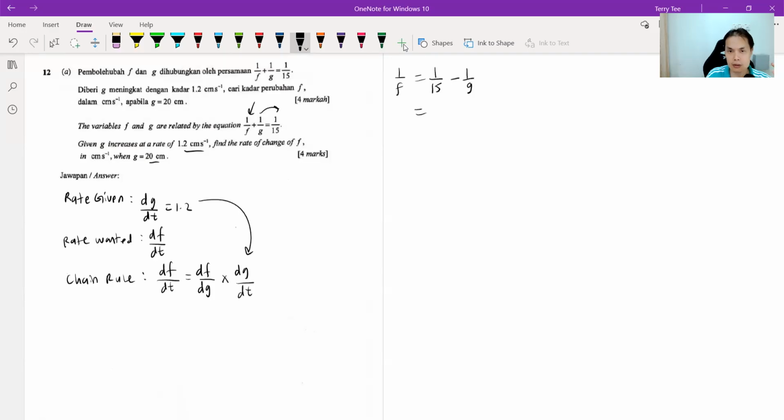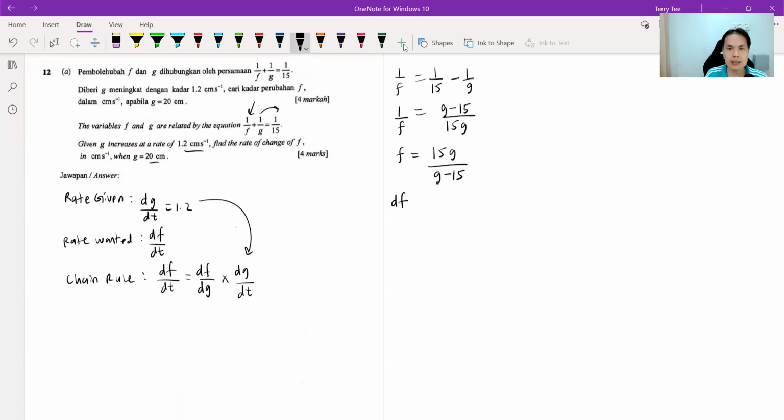Group them together, cross multiply. This is (g minus 15) over 15g. Okay, and from here, we need to make f the subject. I invert it. F equals 15g over (g minus 15). Make f the subject. Now, only then do we differentiate.